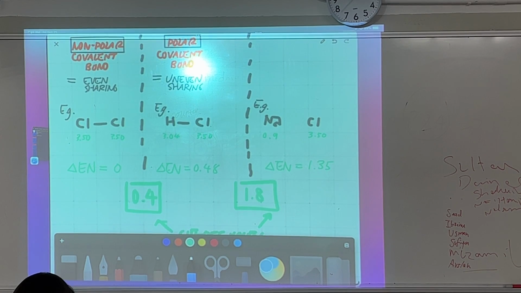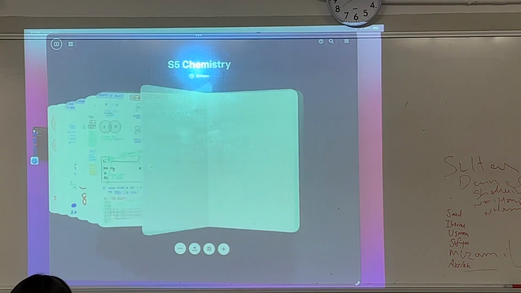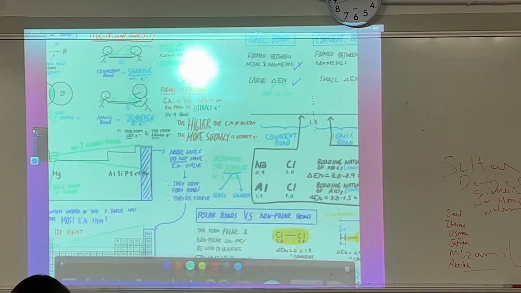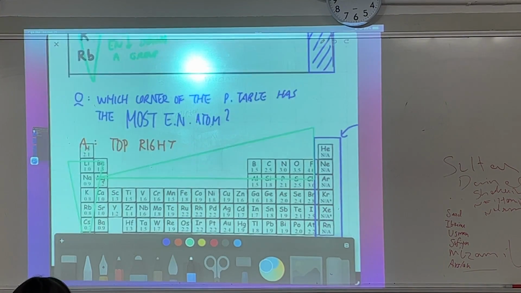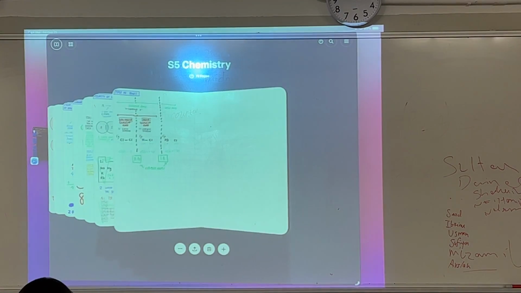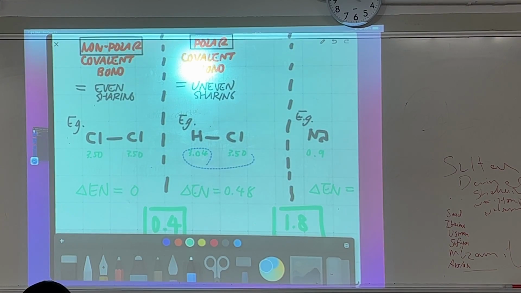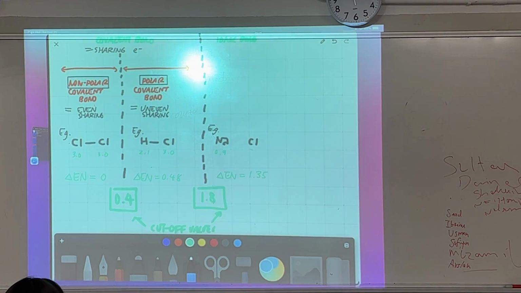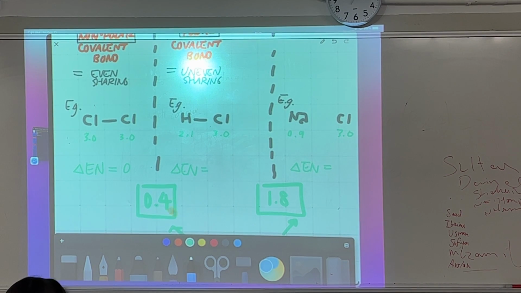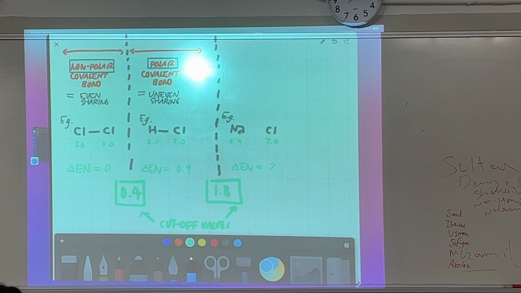And let me correct the value for H from the previous page. Cl is actually 3.0. Okay, so let's change that: 3.0 and 2.1 here. So 2.1, 3.0, my bad. It's just the table. So can you just change these values? Sorry, the first one is still 0 for the delta En, but the second one will now be 0.9, and the third one will be 2.1.